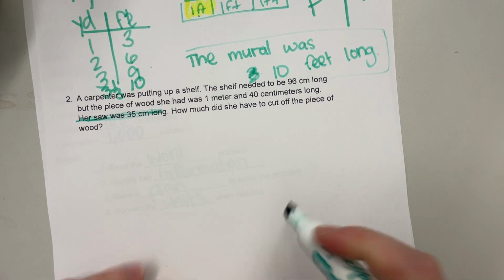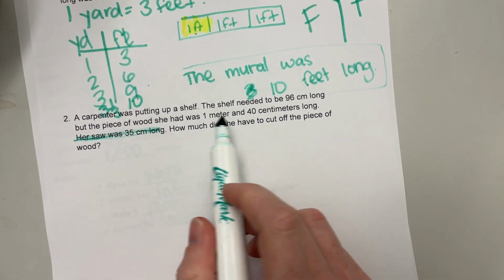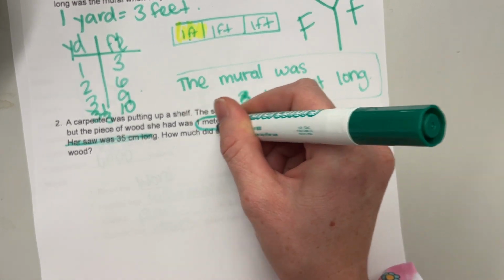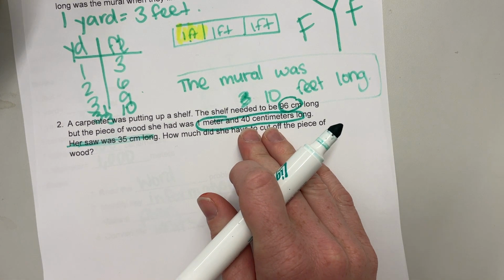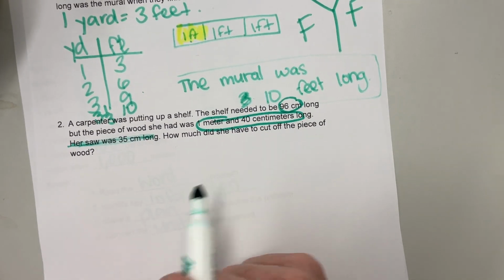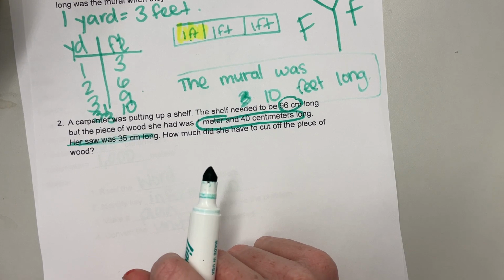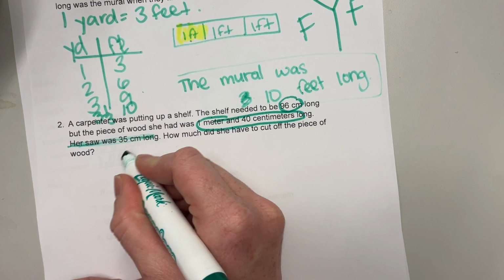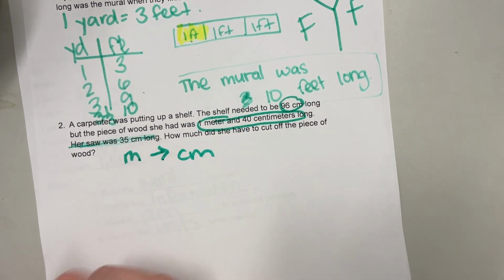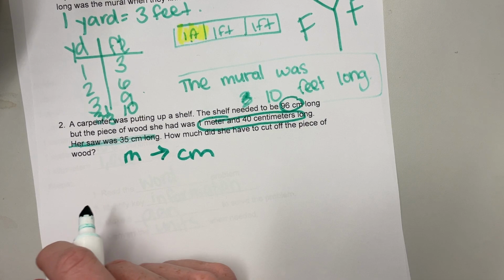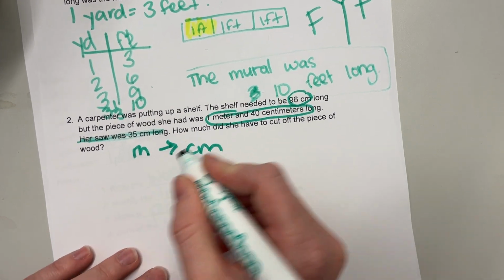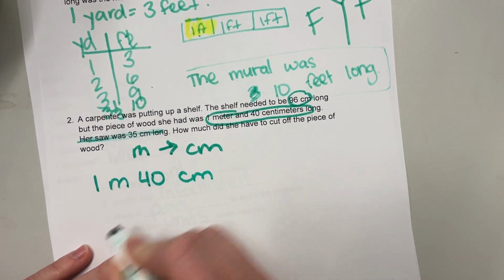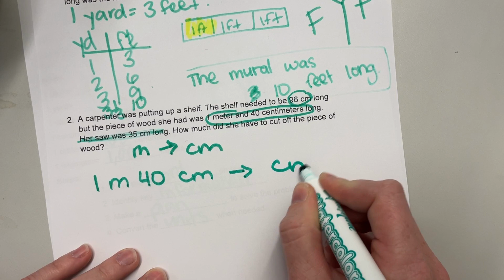Then I'm going to see, a shelf needed to be this long. This is how much she has of wood. How much does she have to cut off? That means how much extra. So after reading this problem, I understand that I have to figure out how many centimeters I have. So I first need to convert meters to centimeters, and then I have to subtract to find the difference. So I'm going to convert this 1 meter 40 centimeters to centimeters.